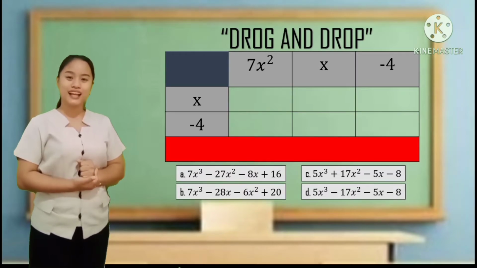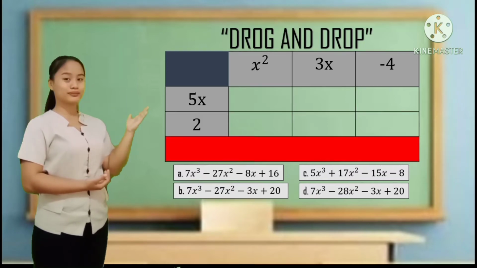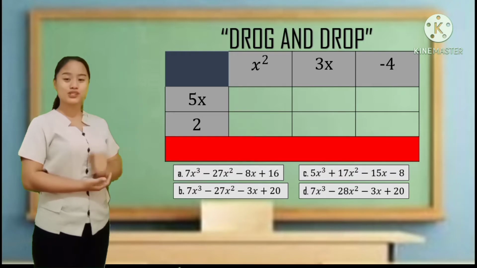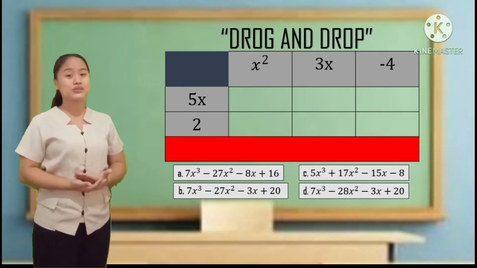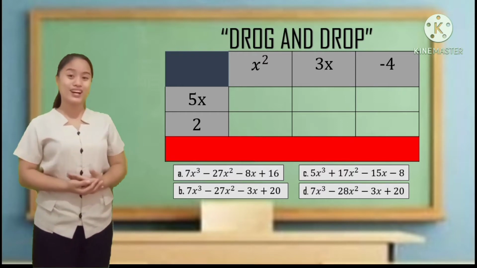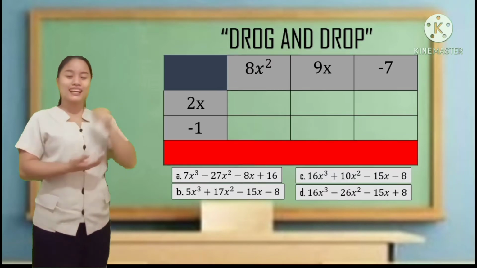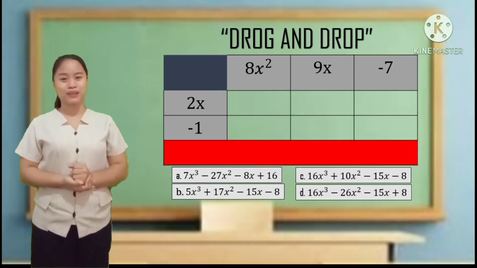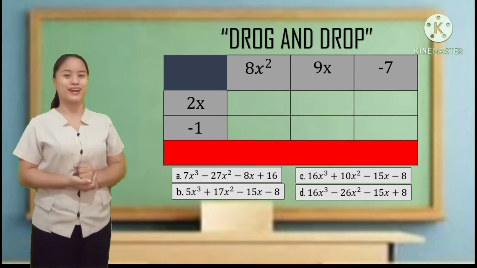Okay? And for group 2, I want you to do a drag and drop of 5x plus 2 multiplied by x squared plus 3x minus 4. And for the last group, I want you to make a drag and drop of 2x minus 1 multiplied by 8x squared plus 9x minus 7.